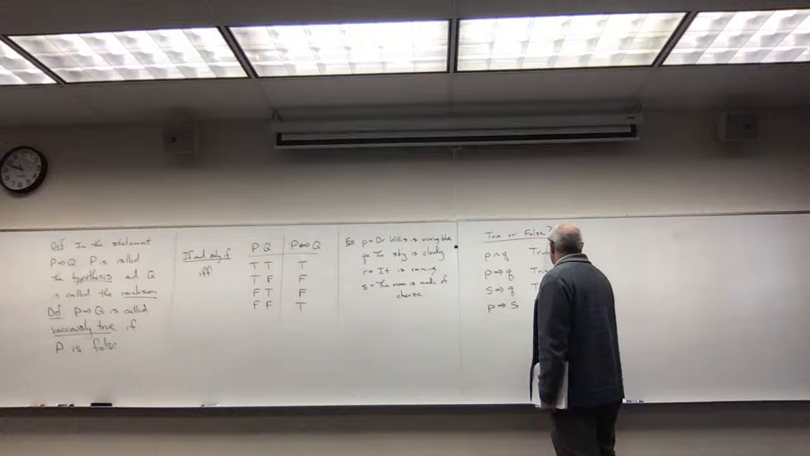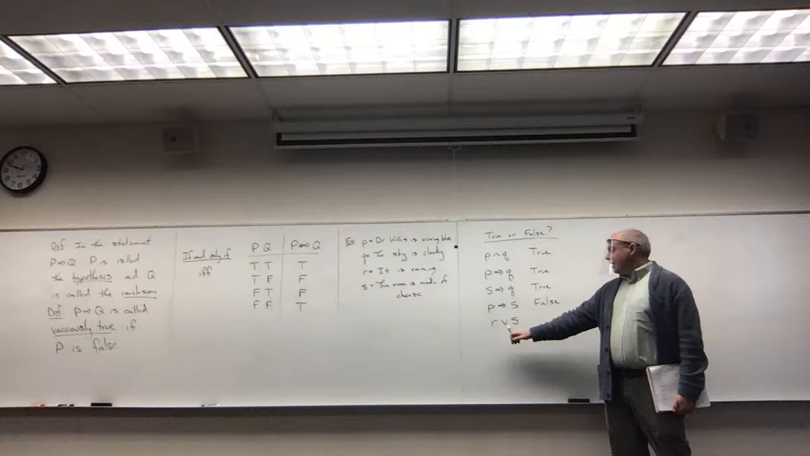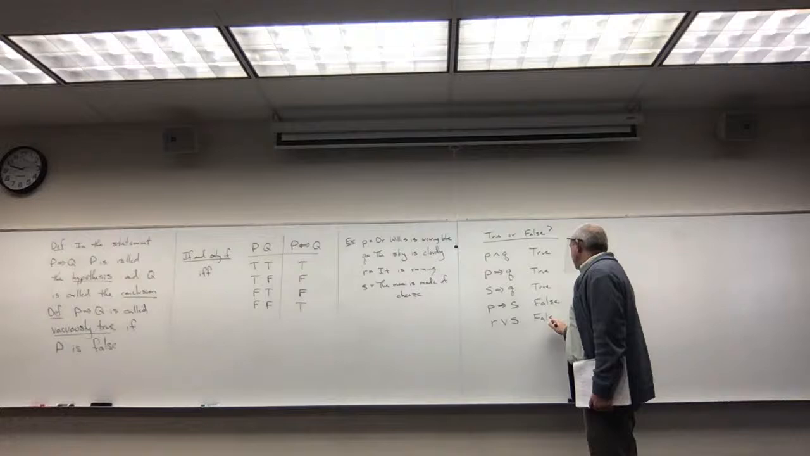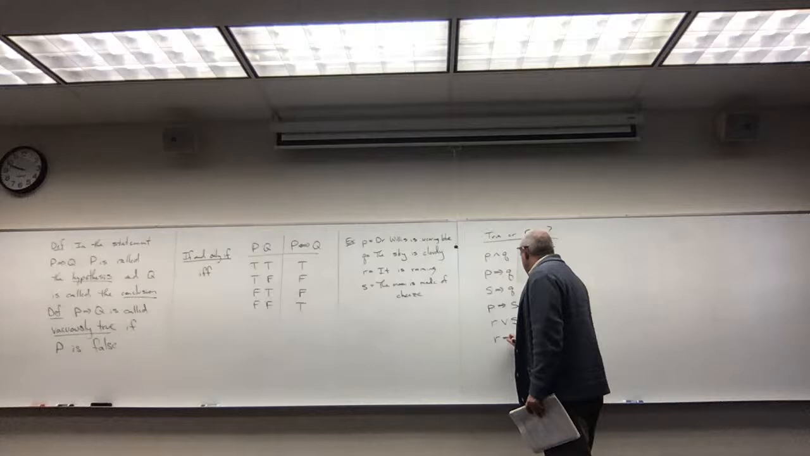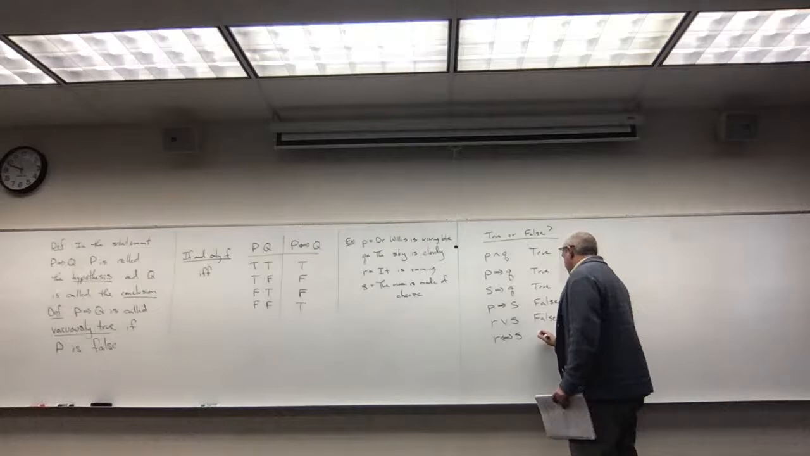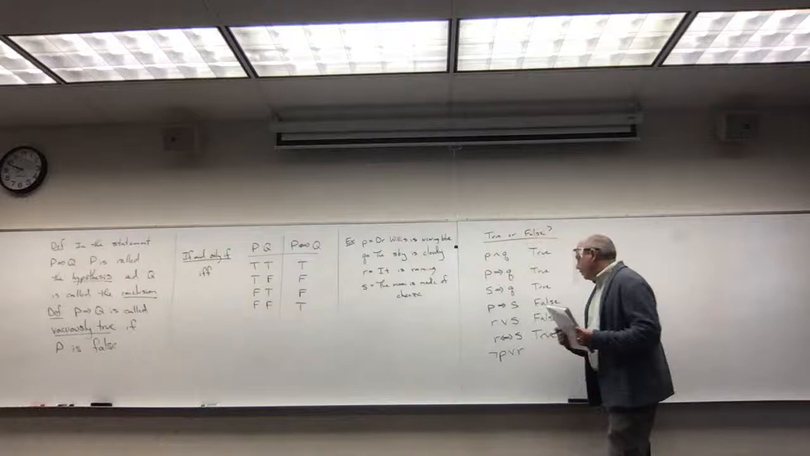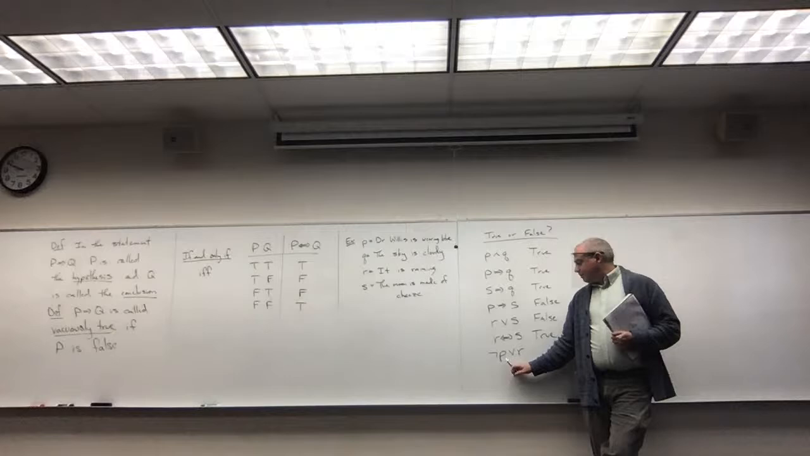Okay, how about R or S? Yeah, so we have a false statement or a false statement, that's false. Okay, how about R if and only if S? Yeah, that's true because they have the same truth value. Right, so this is true. And then finally, how about this one? Not P or R. So the not goes to the P, correct? And P is true, so not P is false. So we have false or false, which is false.